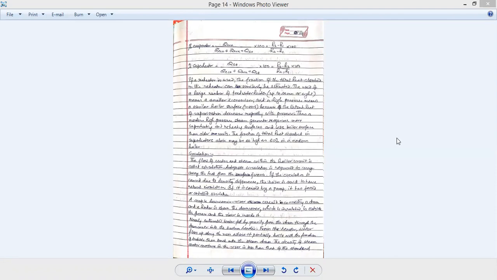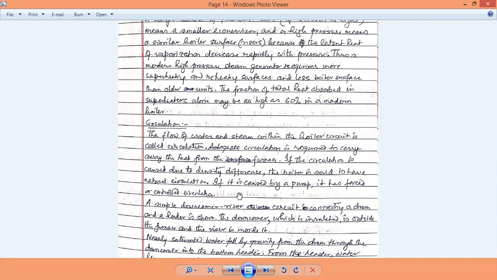Now, the flow of water and steam within the boiler circuit is called circulation. How we are supposed to flow the water and steam continuously throughout every connecting part of the boiler is an important thing, defined as circulation itself. It must be adequate to carry out the heat from the furnace itself, which is supplying the heat through flue gas.